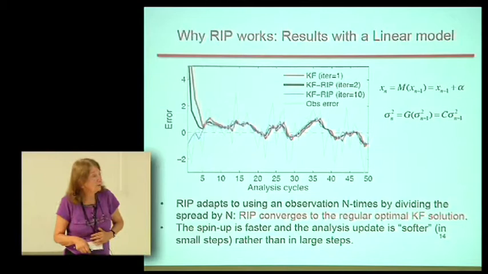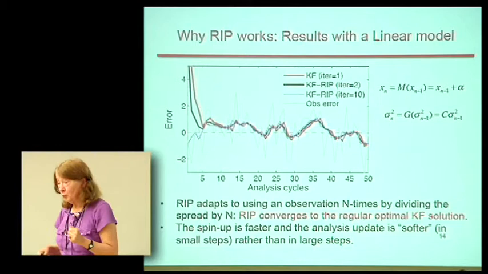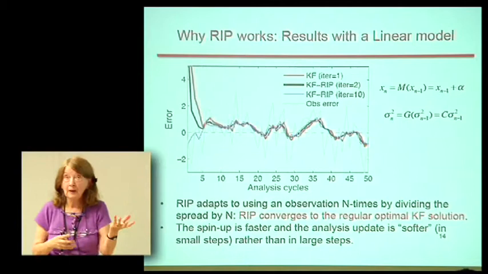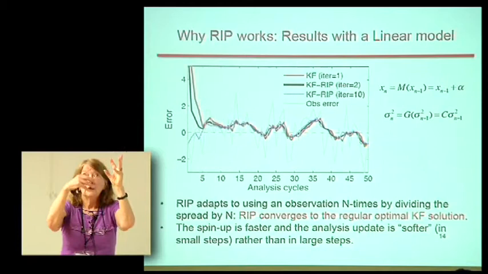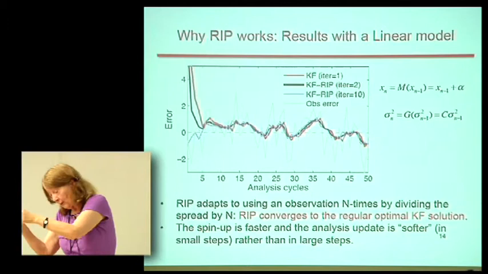So again, we show why it works in a linear system. In a linear system, as Michael rightly pointed out, you don't need to use the observations more than once, because the Kalman filter in a linear system has a forecast ensemble which is Gaussianly distributed. Then if the forecast is linear, you have an analysis which is Gaussian. Then you make a forecast, and if the forecast is linear, it's still Gaussian.